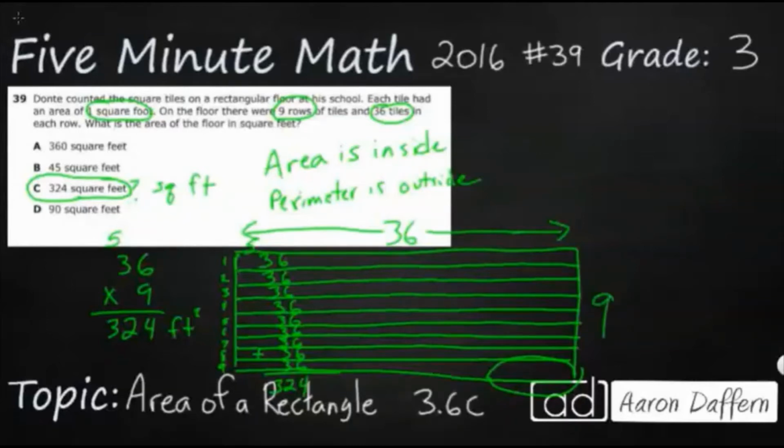You could, rather than drawing anything, just take your 2 numbers and multiply. Because what we did was 9 times 6. You just take your rows and the numbers in each row, and multiply.